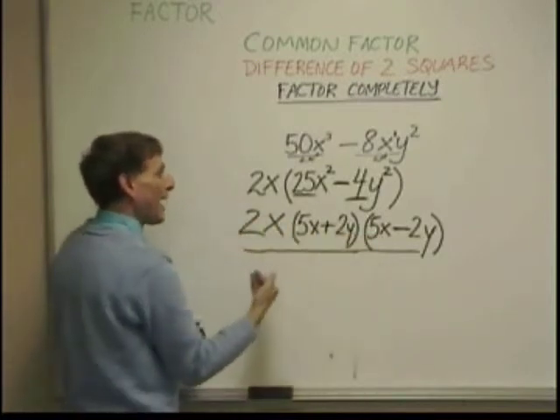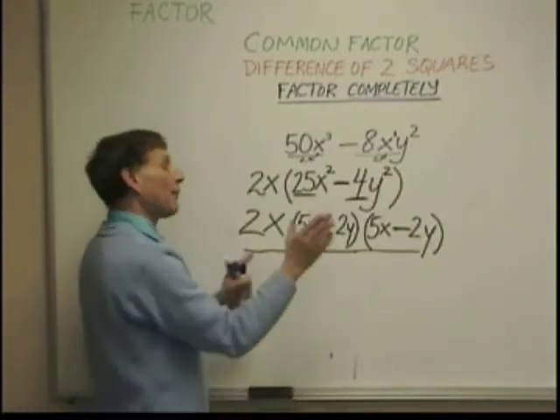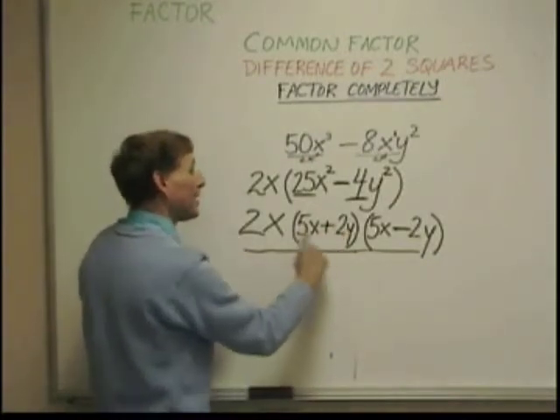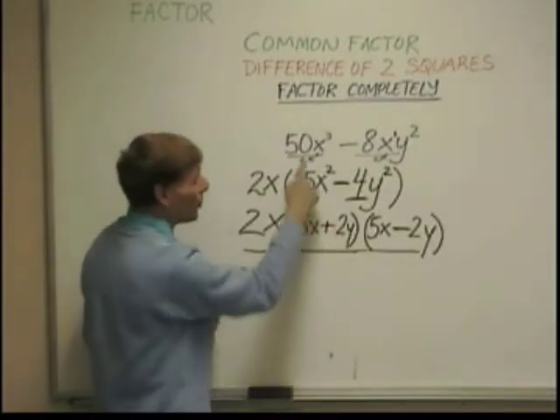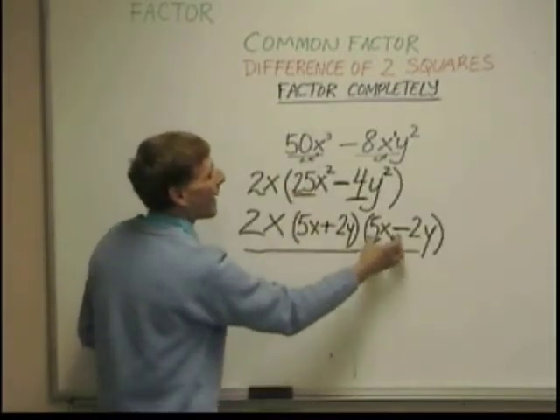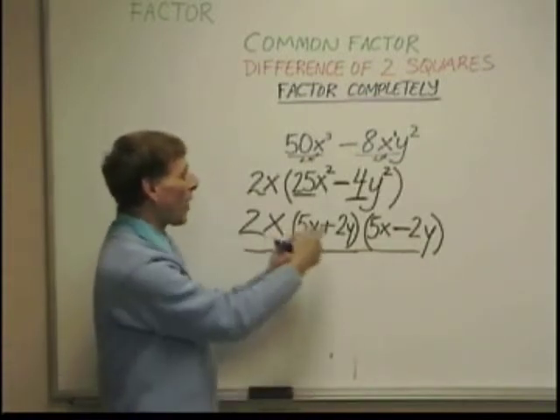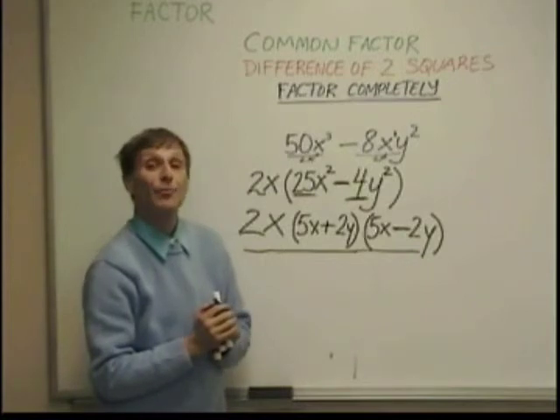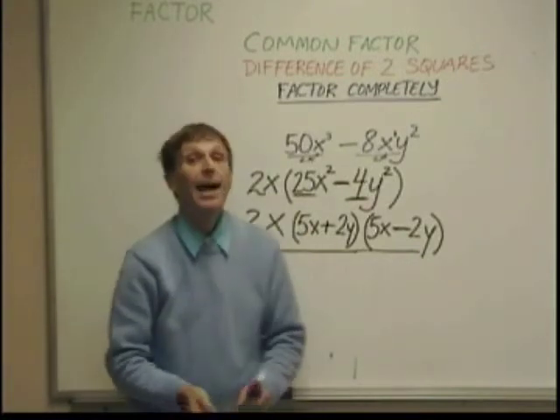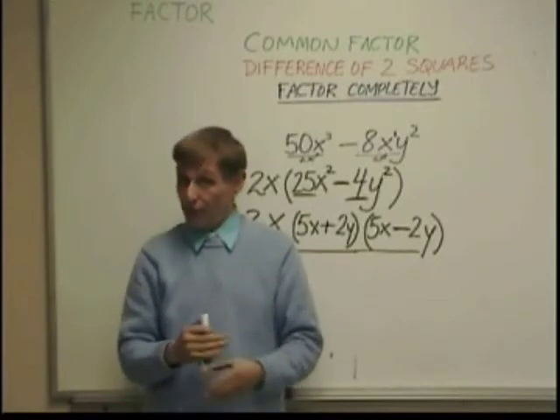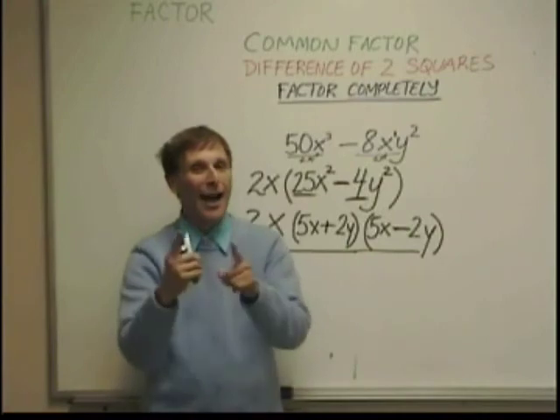This is the format: a number on the outside for the common factor, and for the difference of two squares, the same numbers but a plus in the middle of the first one with the roots, and a minus in the middle of the second one. 2x on the outside, 5x plus 2y in the first parentheses, 5x minus 2y in the second. And that is the common factor and difference of two squares in one problem. Factor completely.